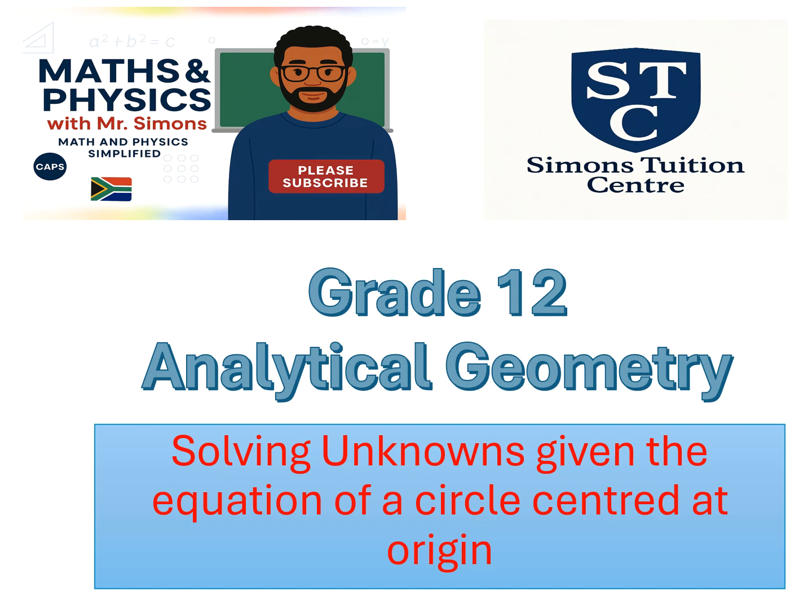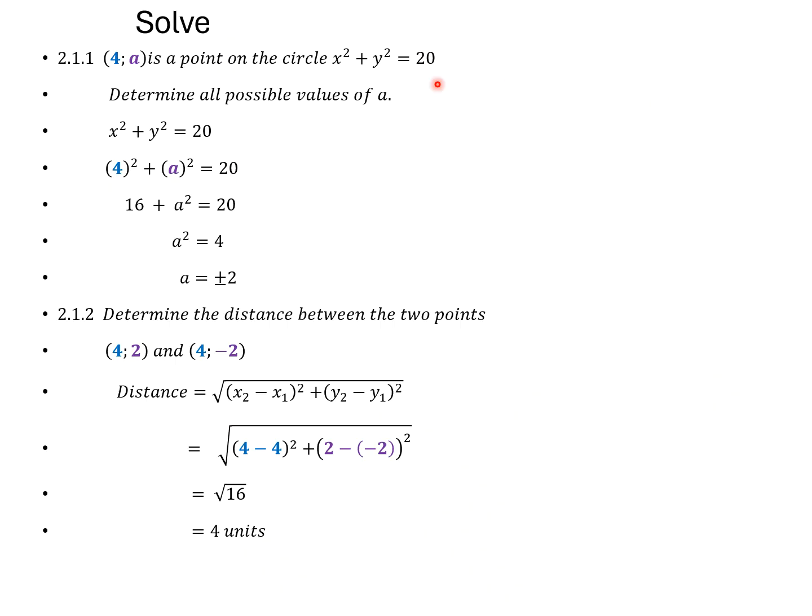Alright, relatively basic. So (4; a), my x value is 4, y is a, is a point on the circle x squared plus y squared equals 20. Determine all possible values of a. So in the place of x squared, substitute 4. In place of y squared, I'm going to substitute a, equals 20. 4 squared gives me 16, plus a squared. If I take 16 over, this becomes 20 minus the 16, which gives me 4.